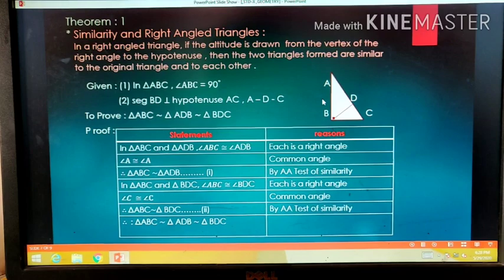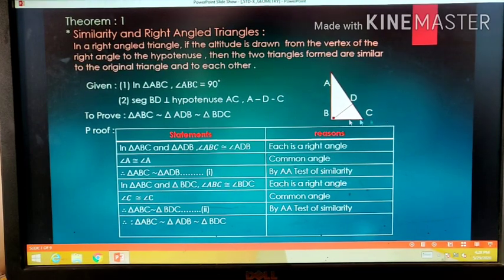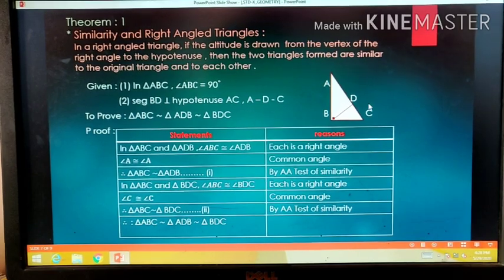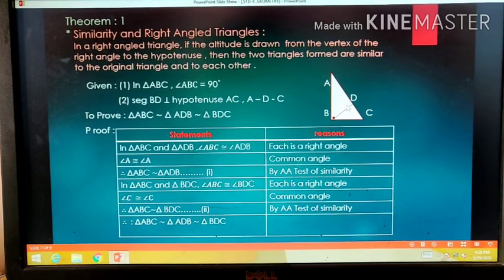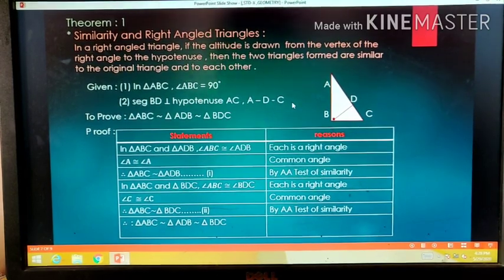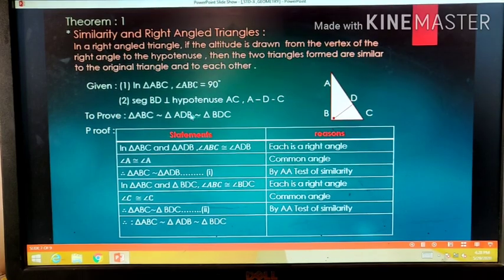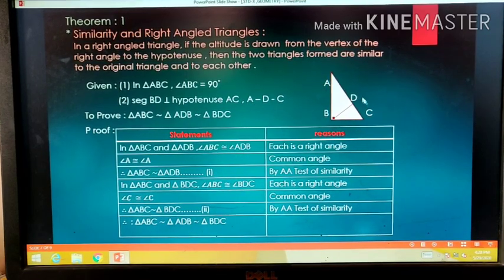Then we have to prove that this original triangle ABC is similar to triangle ADB and also to triangle BDC. Okay, that we have to prove. Then let's see the proof. In triangle ABC and triangle ADB, let's consider one original triangle and one newly formed triangle.